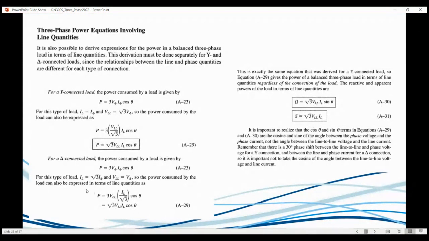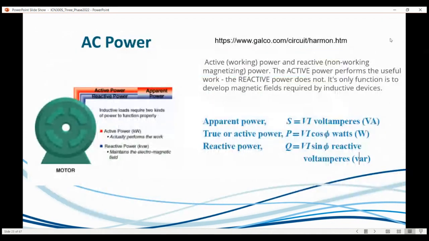For both star and delta, your reactive power is root 3 V line I line sine theta. Your apparent power will be root 3 V line and I line. So if you're looking back at these formulas, the only difference from the single phase formulas is just a root 3, and it's called the line voltage.